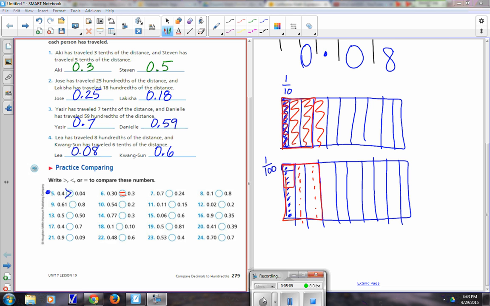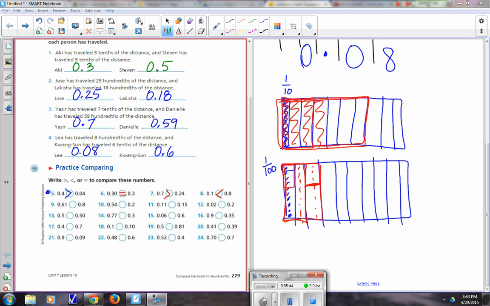So let's look at 7/10. 7/10, 1, 2, 3, 4, 5, 6, 7/10. And 24, so it's going to be 2 of these, 24 hundredths. Which one's more? 7/10. What about 1/10 as opposed to 8/10? Which one's bigger? 8/10.